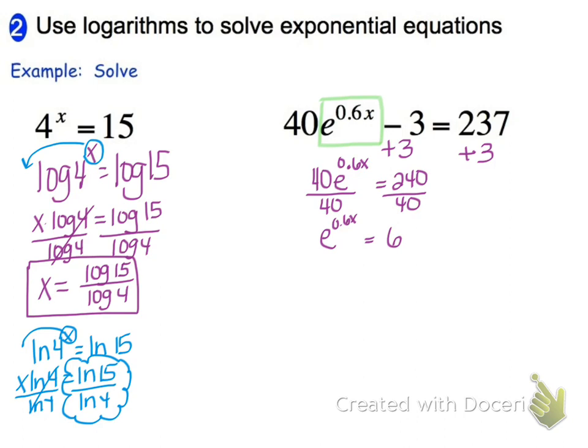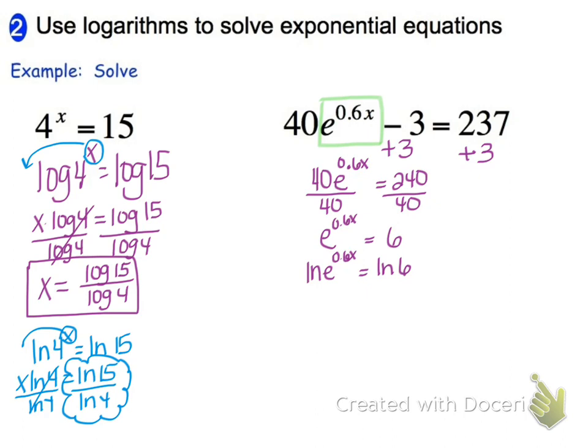And now it's the point where I could log or ln both sides. Now, because this equation has an e in it, instead of using log, I'm going to use ln. So we're going to ln both sides of this equation: ln of e to the 0.6x equals ln of 6. Hopefully you can see that the reason I used the ln in this case is so that the ln of e cancels out to be 1.